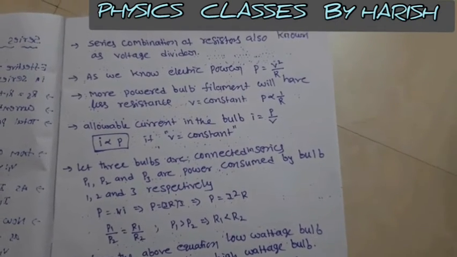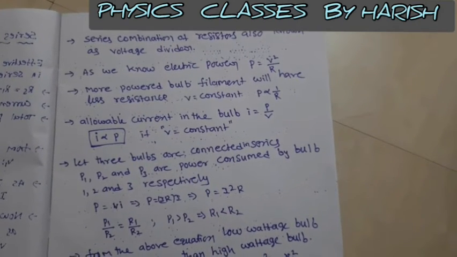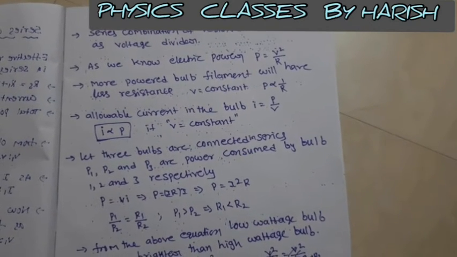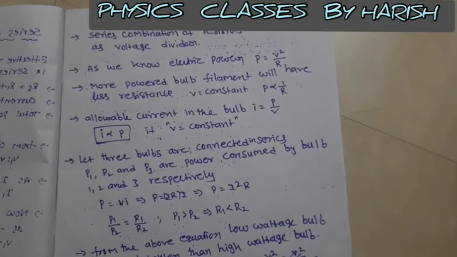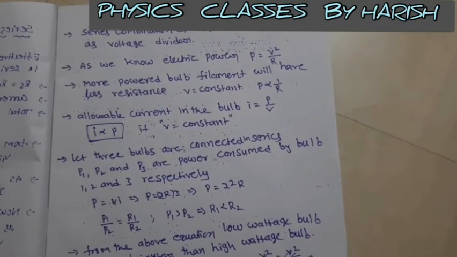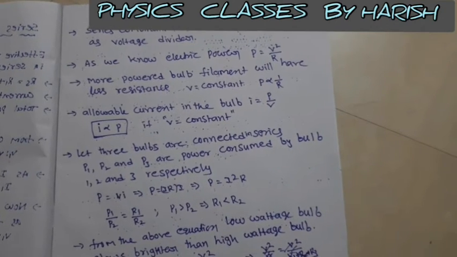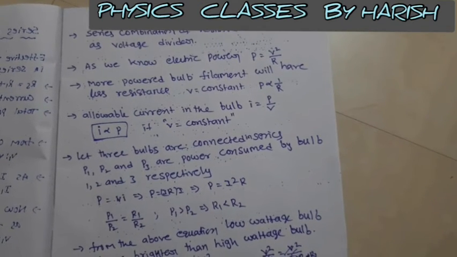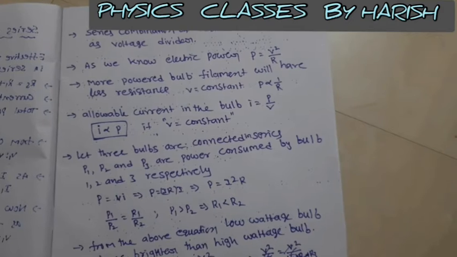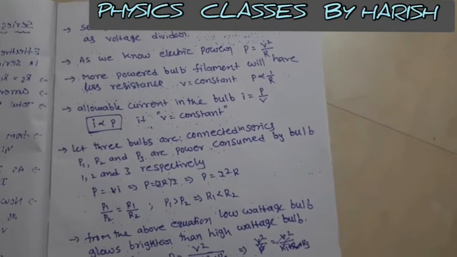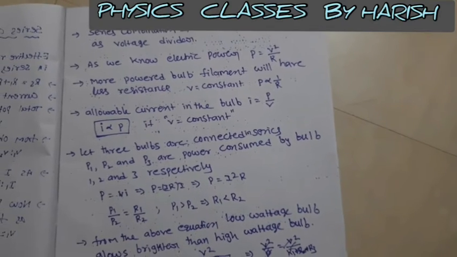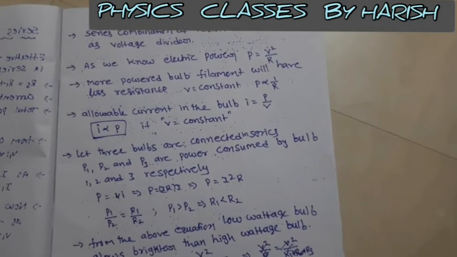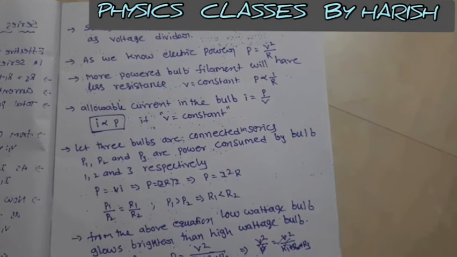The next one, electric power. We know that according to Ohm's law we can write V is equal to IR, and power is nothing but the rate of work. Those concepts are already learned, and power can be written as P is equal to V square by R. A bulb of more power has a filament with less resistance. If the bulb power rating is more, then the resistance offered by the filament of the bulb will be less. As the potential applied across the bulb will be constant, power will be inversely proportional to resistance. So P is inversely proportional to R.